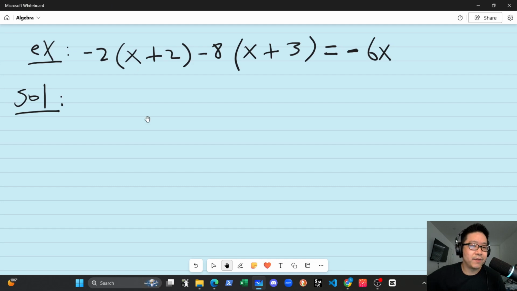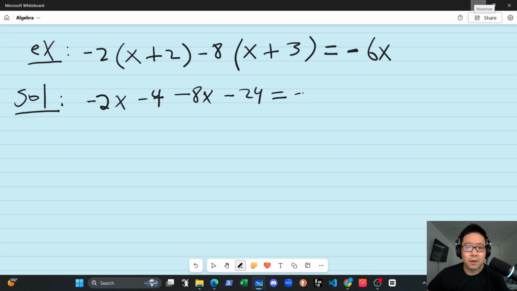Okay, so for this one, we have negative 2 times the quantity of x plus 2 minus 8 times the quantity of x plus 3 equals negative 6x. So once again, we're going to simplify. So we distribute. Negative 2 times x plus 2 is negative 2x, negative 4. And then we distribute the negative 8. So when we do that, we get negative 8x and minus 24. 8 times 3 is 24 equals negative 6x.